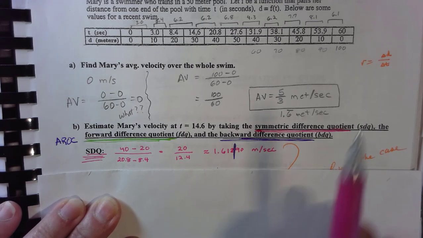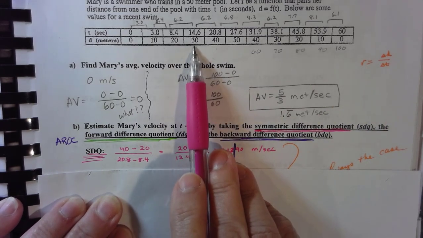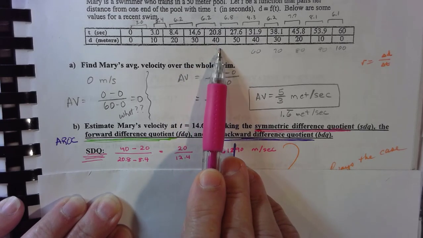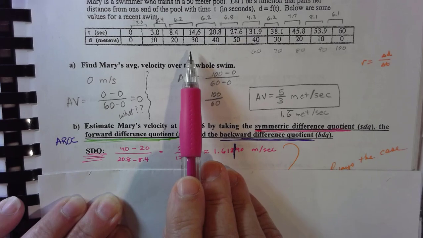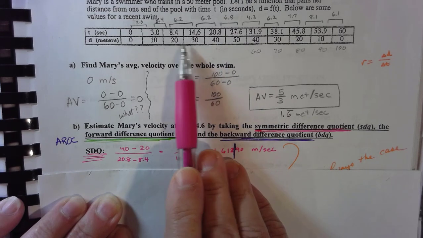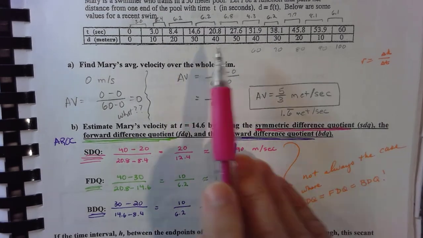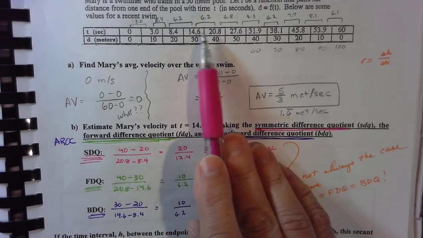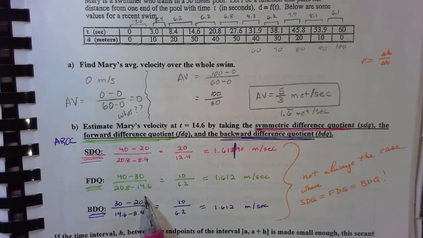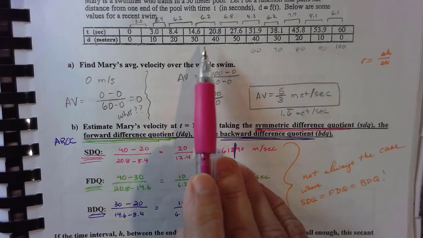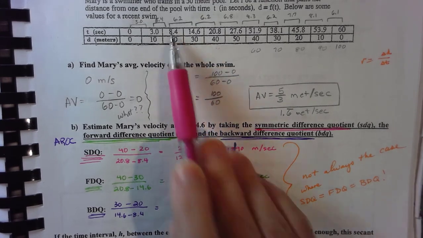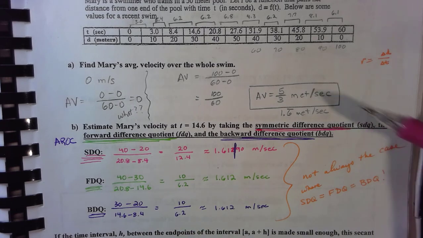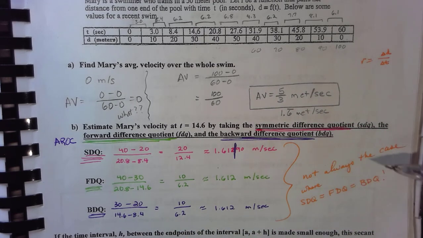1.61290 meters per second. Now, I can also do a forward difference quotient, which means using this and moving forward. And I can also do a backwards difference quotient, which uses this and moves backwards. So my forward difference quotient would be 40 minus 30 over 20.8 minus 14.6. And my backward difference quotient would be 30 minus 20 over 14.6 minus 8. You need to recognize what these are. Sometimes one is more convenient than the other. All of these are about the same. It's not always the case.